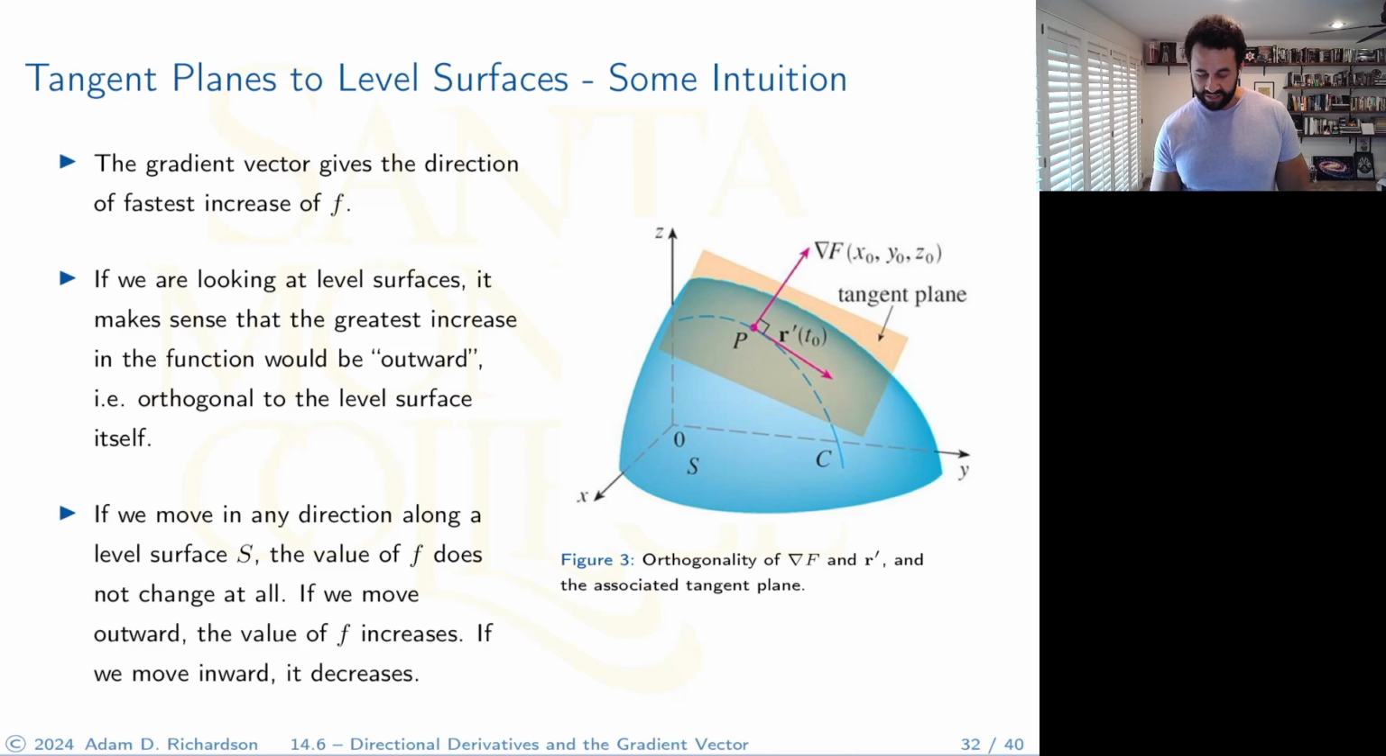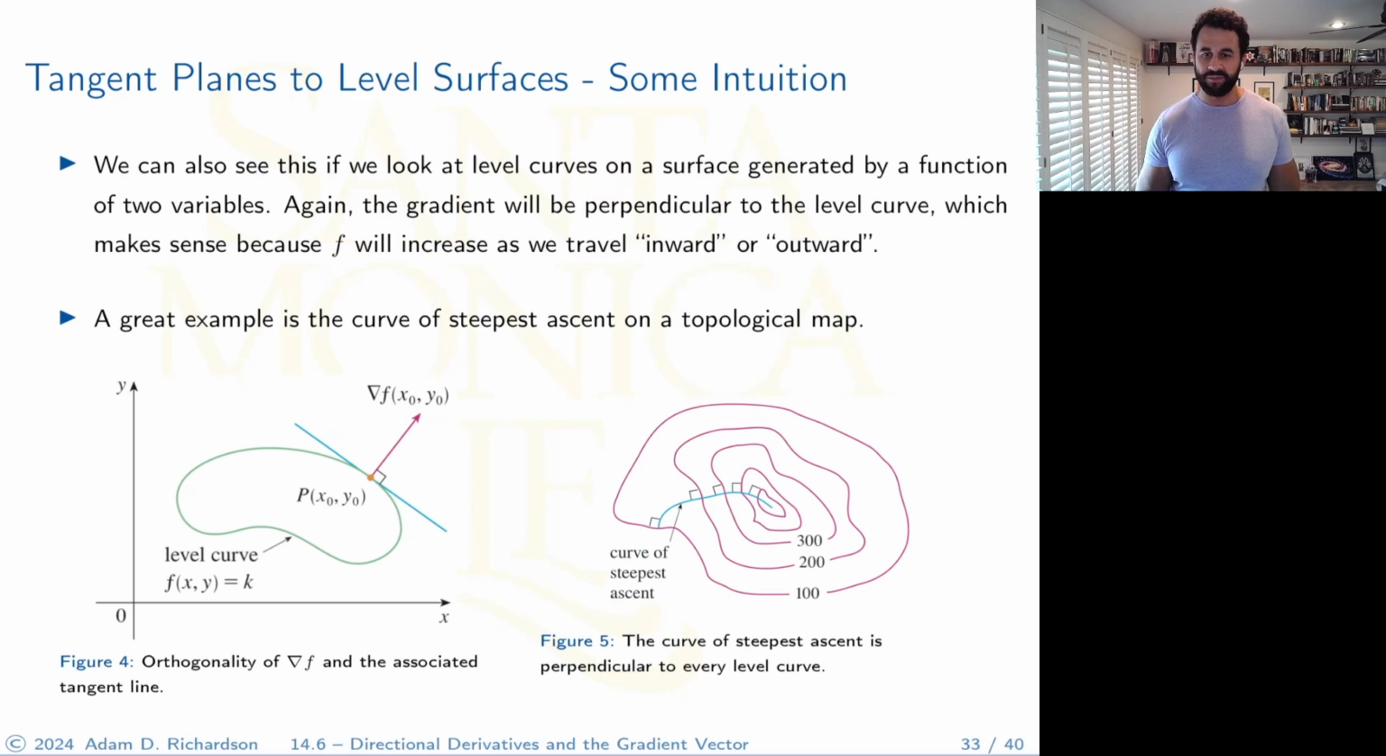Just like that. If we move in any direction along this level surface that you see here, then the value of f doesn't change. That k value does not change, right? And then if we move outward, it'll increase, and if we move inward, it'll decrease. So maybe you can put it together from this picture. This gradient vector is giving us a normal vector to the tangent plane, which we're going to get to in just a minute. If this is a little bit hard to visualize, let's go down a dimension and look at it in 2 dimensions instead. So take a look at some level curves on a surface generated by a function of 2 variables.